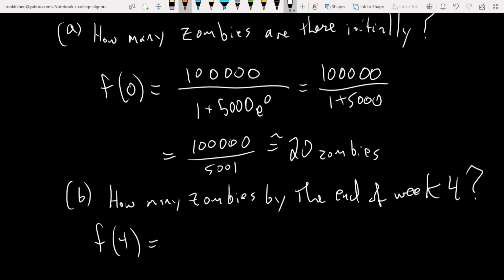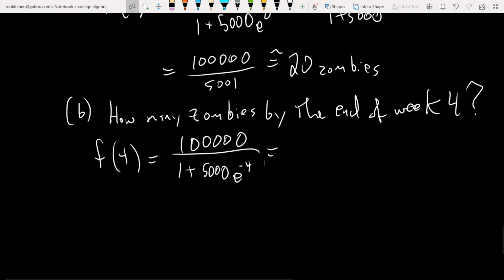your given equation, and so you have 100,000 all over 1 plus 5,000 times e to the negative 4. Okay, and this is a good exercise for your calculator, making sure you can type this in correctly. What you should end up with is about 1,080 zombies.